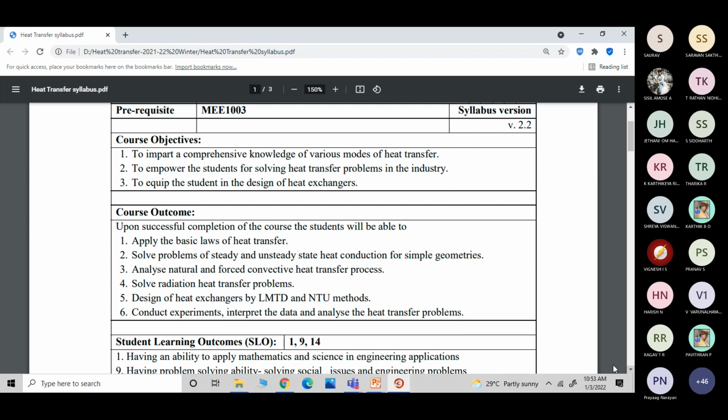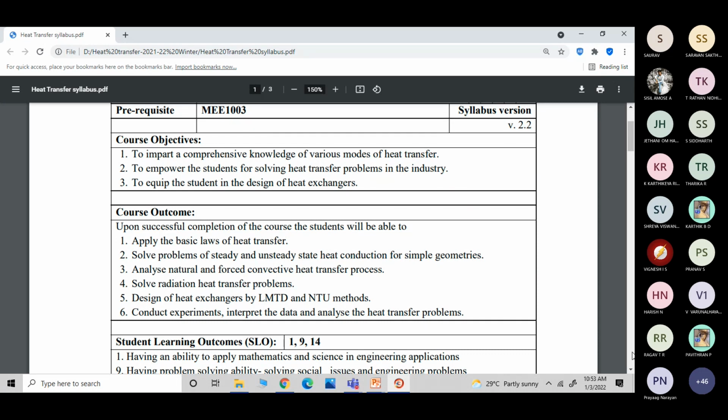For simple geometries, we will analyze natural and forced convection heat transfer processes and solve radiation heat transfer problems. Similarly, we will design heat exchangers by two methods: the log mean temperature difference method, LMTD, and the number of transfer units method, NTU.